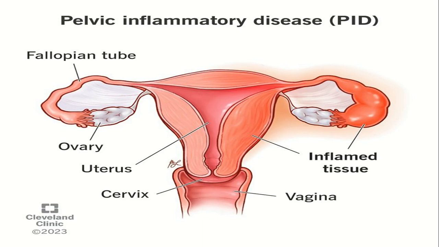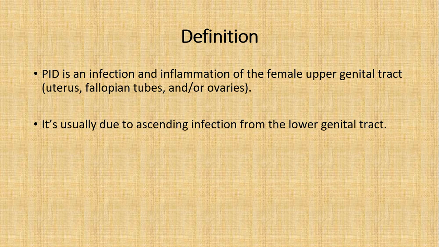Let's look at pelvic inflammatory disease. What is pelvic inflammatory disease? It is actually an infection and inflammation of the female upper genital tract, that's the uterus, fallopian tubes, and/or ovaries. It's usually due to ascending infection from the lower genital tract. That's infection usually ascending from the vagina or cervix towards the fallopian tubes, ovaries, or even the uterus.